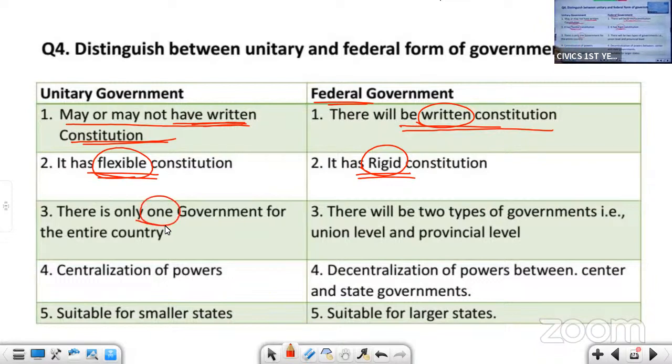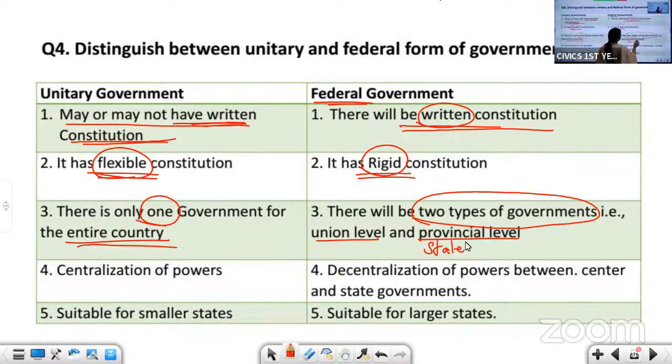In unitary form of government, there is one government for the entire country. Whereas in federal form of government, you will have two types of governments, that is at union level and provincial level. What is this provincial level? It is nothing but state level. You will have a government at state level and at the central level. So in federal type of government, you will have two governments.